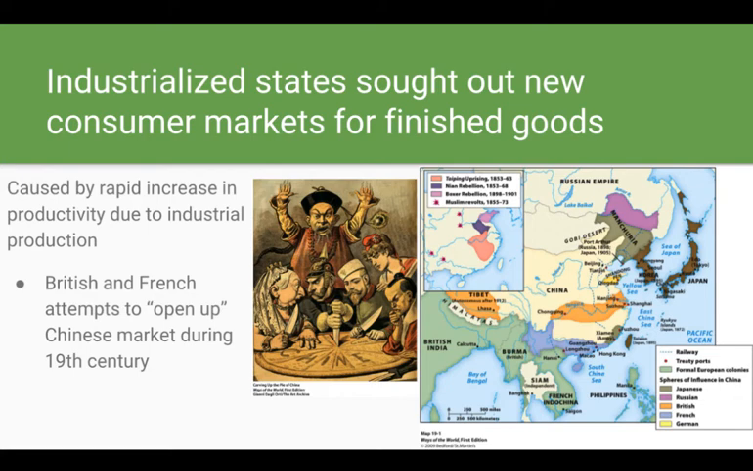If you're going to industrialize, you need places to sell your items. So it causes the British and other European countries to look for new markets. For instance, China. This is going to lead to the Opium Wars and spheres of influence after the Treaty of Nanjing, and the first kind of inklings of imperialism.